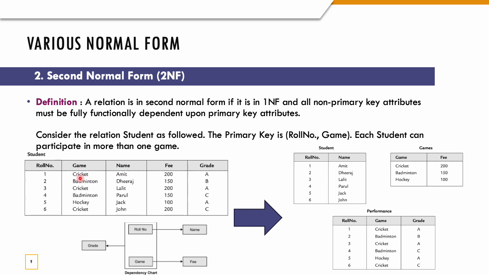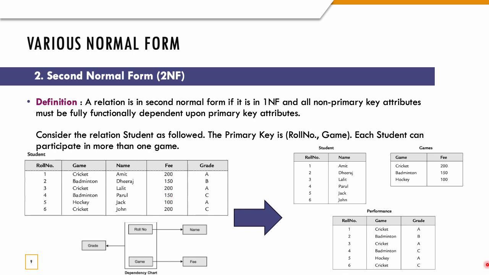And for example, if we want to add a new game without any students, it cannot be done. So it's also considered an insert anomaly. And when we change the fee of a game, it will require updating multiple records, which leads to inconsistency.